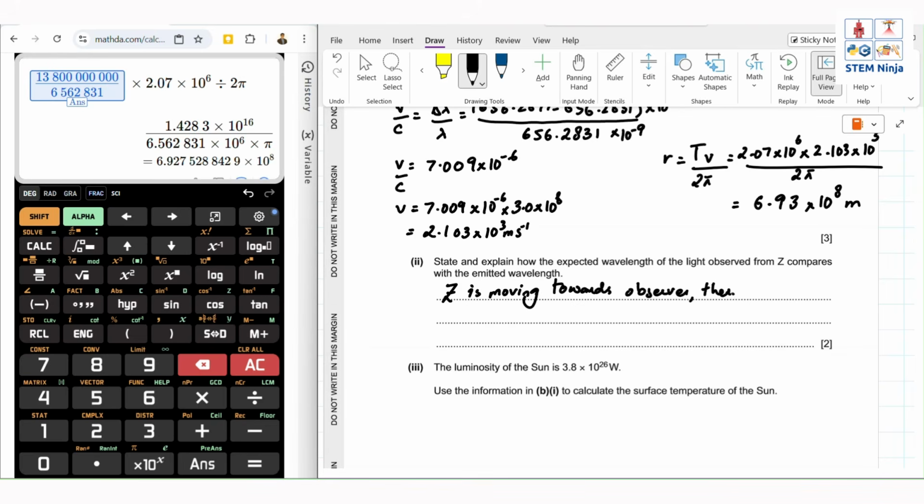Therefore, observed wavelength will be less than emitted wavelength.